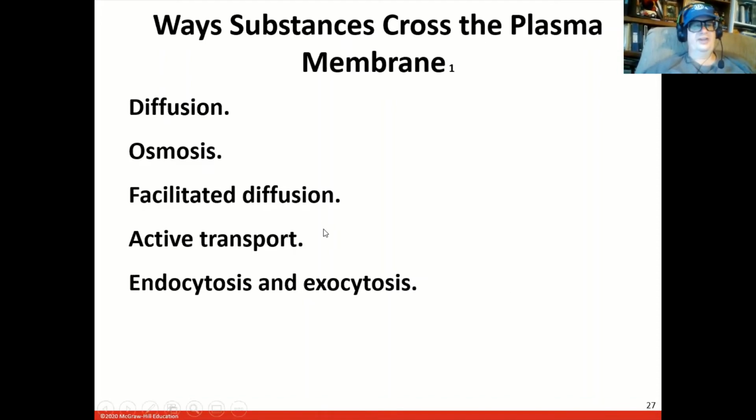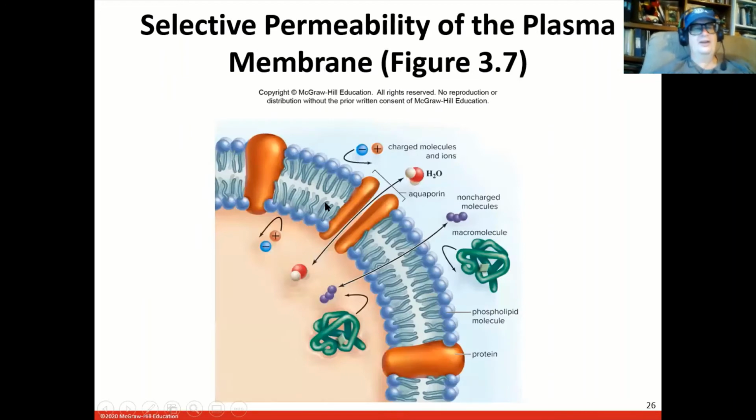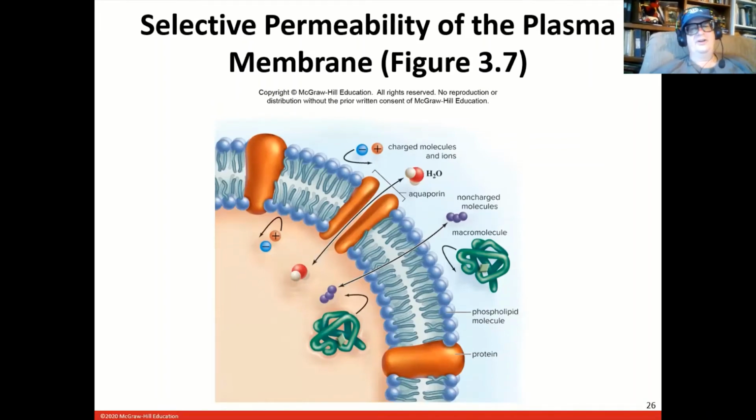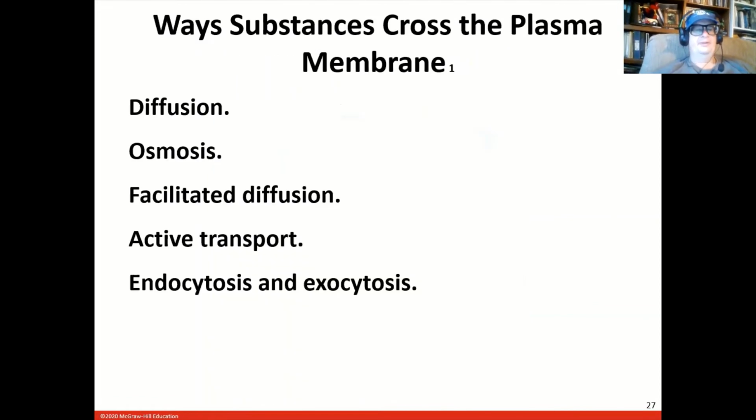Facilitated diffusion is anything like you just saw on the previous slide. Facilitated diffusion is diffusion that needs facilitation, needs help. Facilitate means help. So this water has trouble crossing the membrane on its own, but there's a helper molecule, this aquaporin channel, and it makes it easier for the water to move. So that's an example of facilitated diffusion. Well, I shouldn't say that, that's an example of facilitated osmosis.